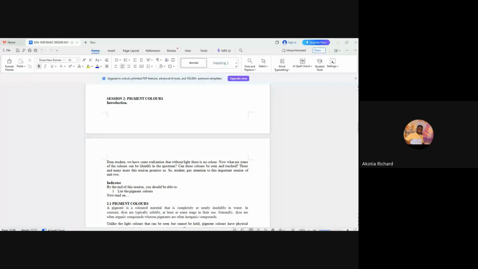Russet. Good. Russet. So when you mix purple and orange, the resultant color is termed as what? Russet. Yes, any other? Sir, please the spelling again. R-U-S-S-E-T. Please, but which one is the citron color?